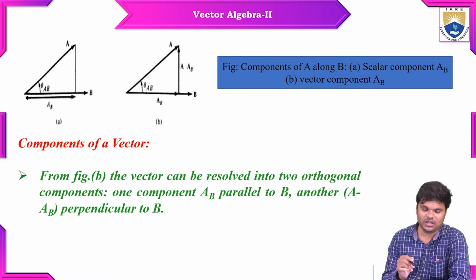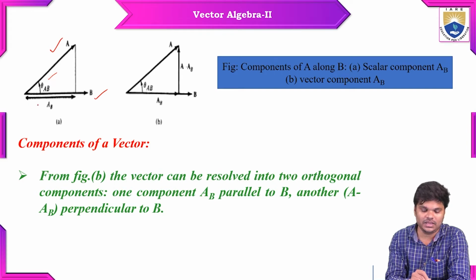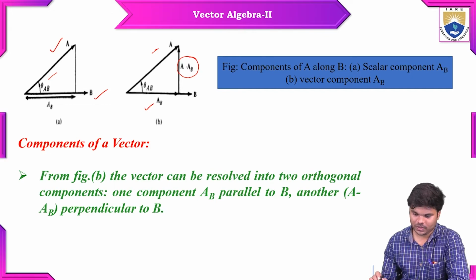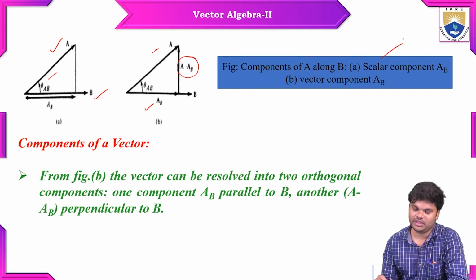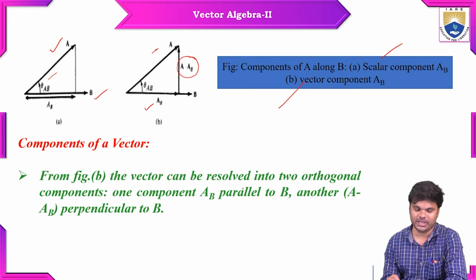See, here you can see this is your vector A and this is your vector B. Theta is the angle between these two vectors A and B. A_B is the scalar component of vector A along B, and this A_B is the vector component of vector A along B. And since it is A_B, this vector is A minus A_B, because A_B plus A minus A_B is equal to A. Right? So A·B gives us the scalar component of A along vector B, and A_B gives us the vector component of A along vector B.